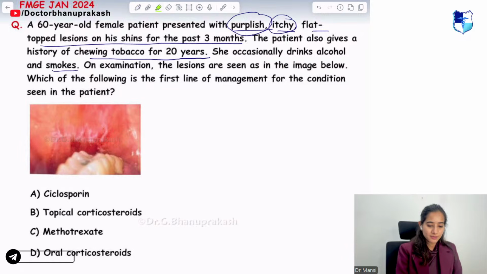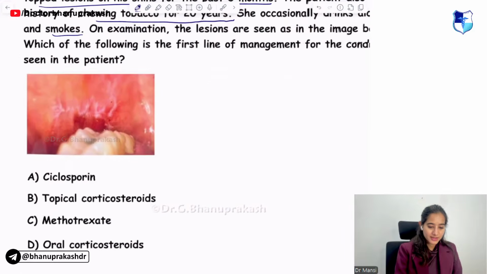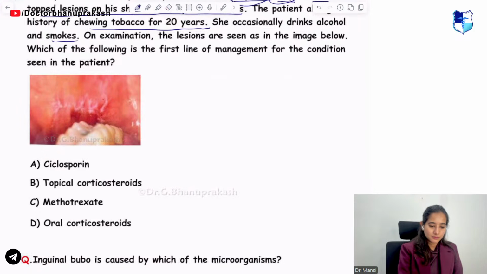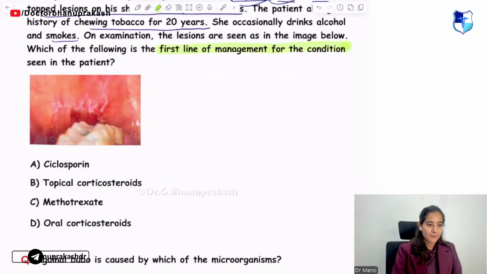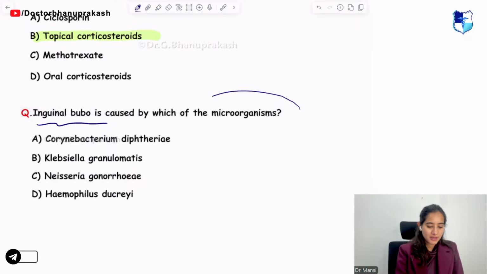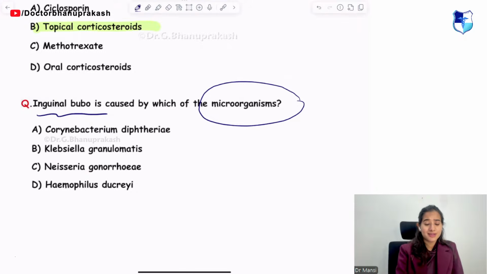On examination, the lesions are seen as in the image. The image quality, I believe, is not good enough for you, but try to make a diagnosis. What is the first line of management for this condition? Next, the inguinal bubo is characterized by which of the following organisms? I believe that you can answer at least this. Already, you all are answering really great.